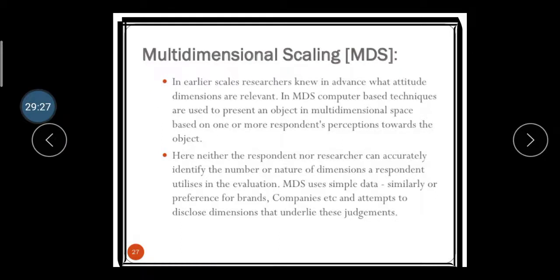Then after that comes multi-dimensional scaling. In the earlier scales, the researcher knew in advance what attitude or dimension is relevant. MDS is a computer-based technique that presents a multi-dimensional space based on the respondents' perceptions toward the object. Here neither the respondents nor the researchers can accurately define the number and nature of the dimensions; the responses are utilized and evaluated. MDS uses simple data on the similarity and preference of brands.